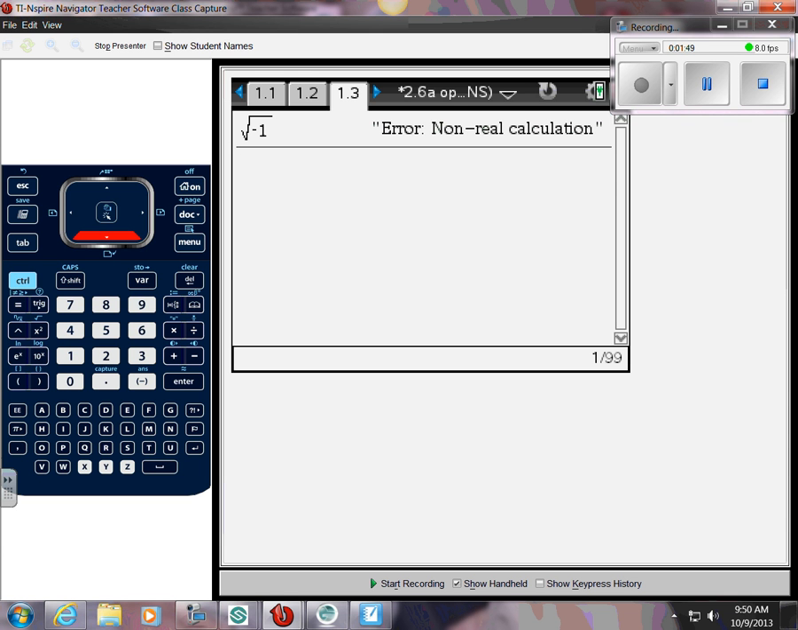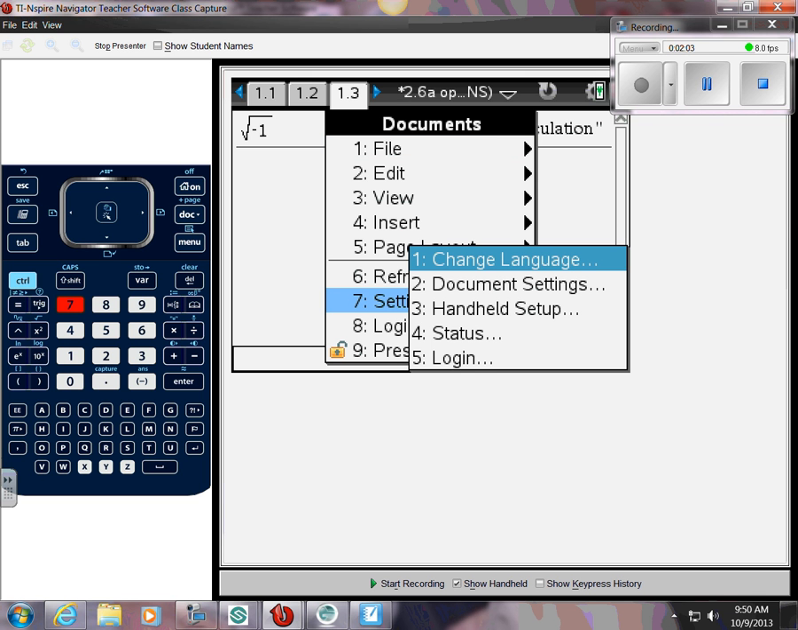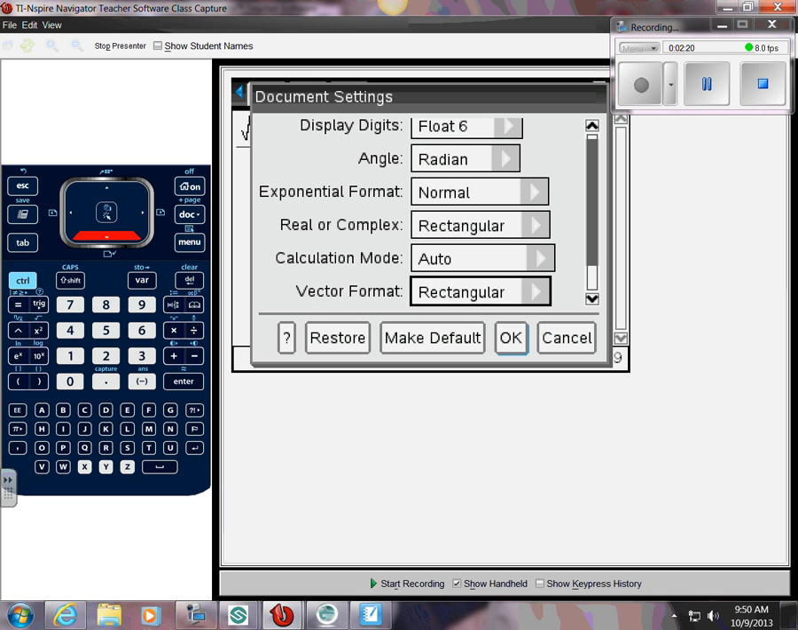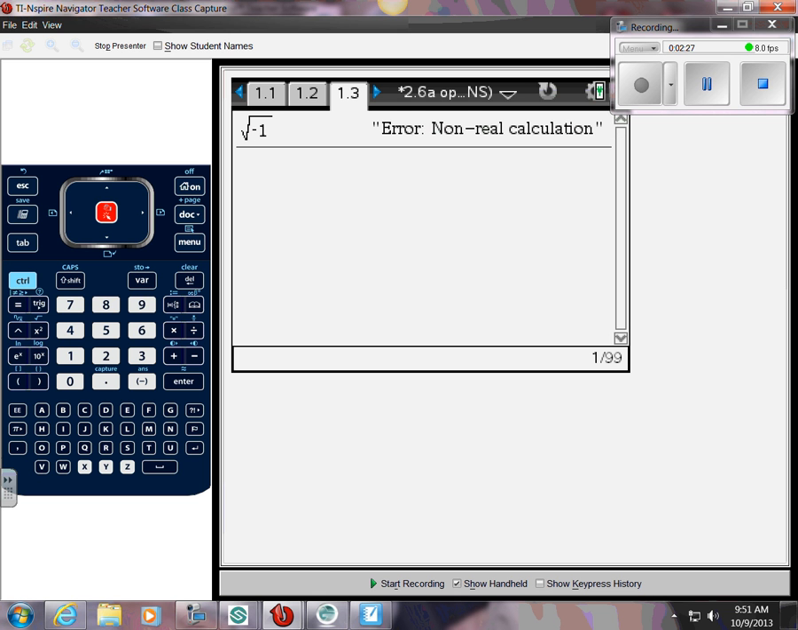So we have to set up our calculator in order for it to work with these imaginary numbers. Here's what I want you to do. Is everybody ready? Hit your doc key, please. Go down to Settings and Status, which is choice 7. Please select Document Settings, choice 2. You see where it says real or complex? I want you to go down there and change that. There's an option called rectangular. Please select rectangular, and make that default. And OK.